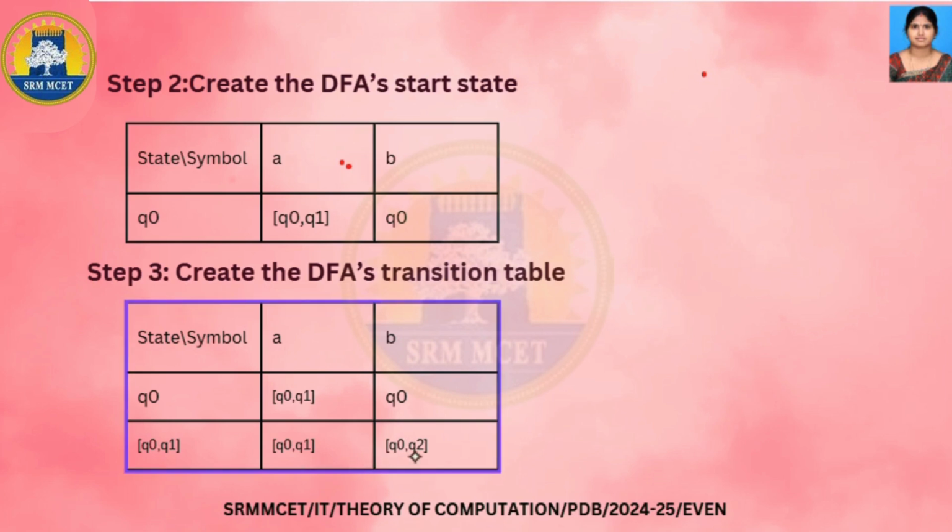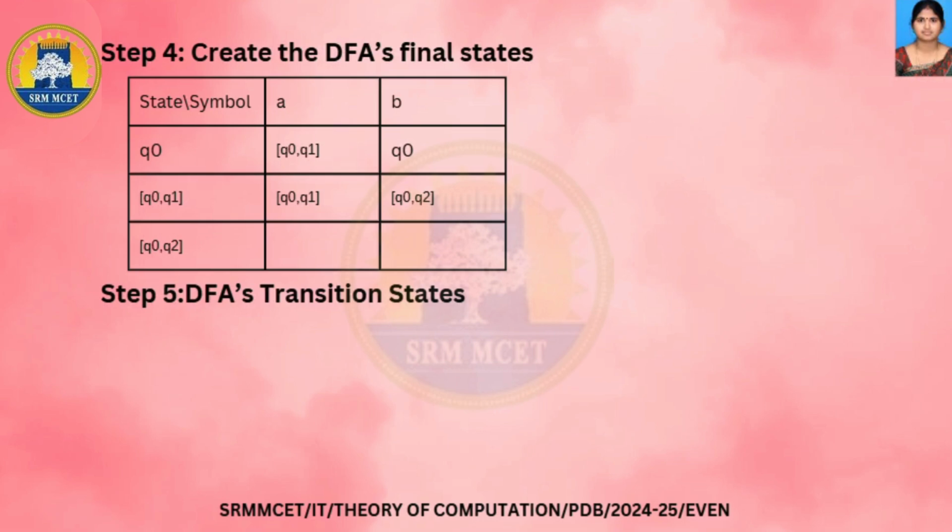So here I have mentioned that, and we have to create another transition table for the new state, that is Q0 Q2. Once again we have to check with the input A, and once again with the input B. Repeat the same steps for creating the DFA's transition states, and decide whether it should be a final state or is yet to be followed. Repeat the procedure. So here our new state is Q0 and Q2. If new states keep arriving, we have to repeat the procedures again and again.